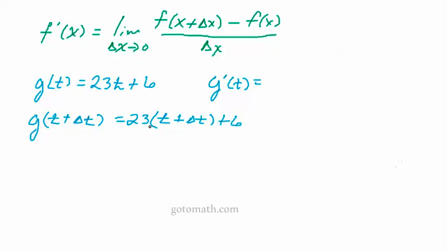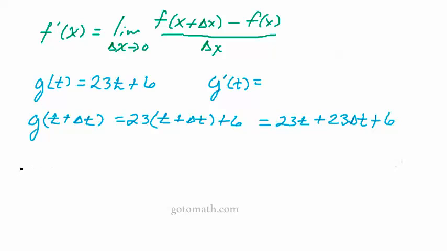Alright, and let's go ahead and just distribute that 23 across. We might as well just get that out of the way. So we have 23t plus 23 delta t, and then plus 6. Now we're going to plug all that in to this up here.